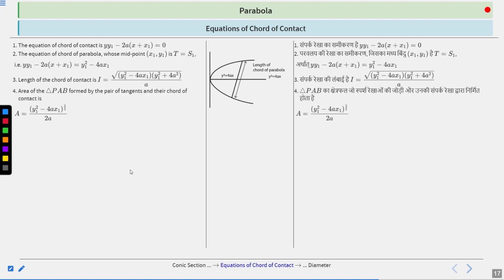Next, the area of triangle PAB formed by the pair of tangents and their chord of contact is: area is equal to (y1 square minus 4a x1) to the power 3 by 2 upon 2a. Clear?